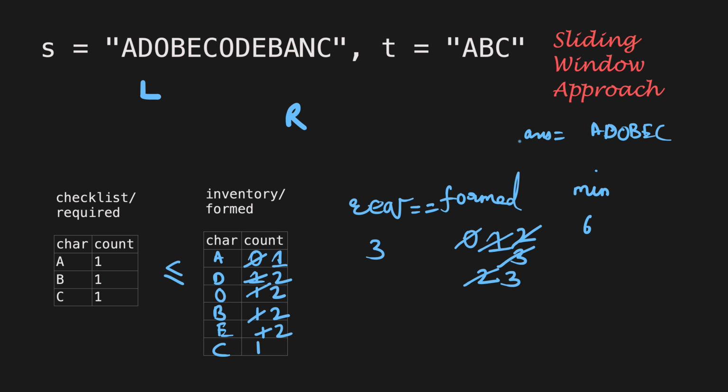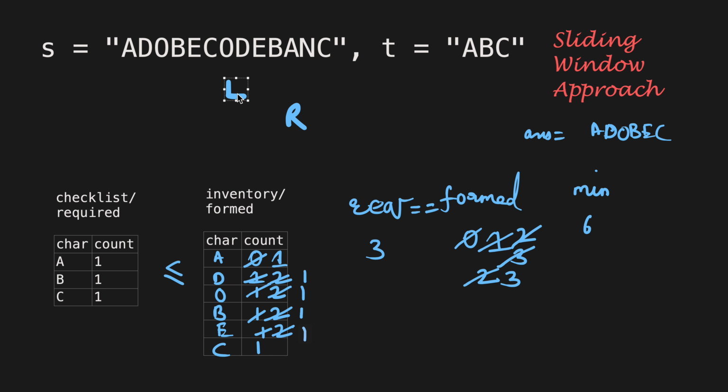But now since the window has become valid, we shrink the window to make it invalid again. So we remove character D from the inventory, but the window stays valid. Next we get rid of O, window still stays valid. Next we remove B from the window and the count of B drops to 1, but it is still sufficient for the checklist. So the window still stays valid. Next we get rid of E and the window still stays valid. And note that the length of this window is 6, equal to the current minimum but still not better than it. So we don't have to change our answer.